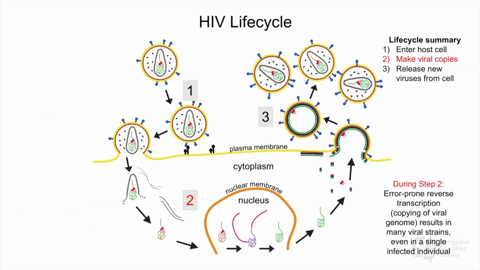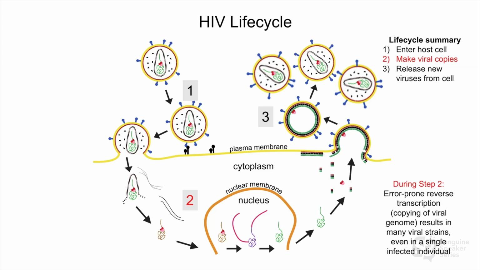HIV is an RNA virus, so it reverse transcribes its RNA genome into DNA, and during that process, it's incredibly error prone. So the HIV reverse transcriptase is not what you would use in a lab for PCR because it makes so many mistakes. Now, this was actually selected for in the case of HIV because this results in many viral strains, even in a single infected individual. And this is basically why it's so hard for your immune system to get rid of HIV, why it's so hard to make a vaccine, and so on.